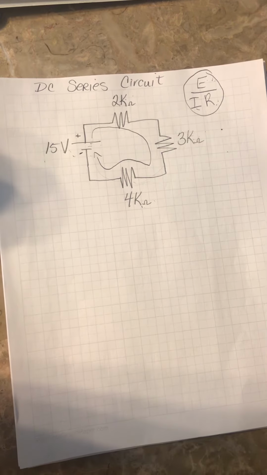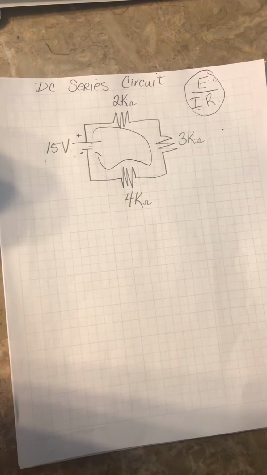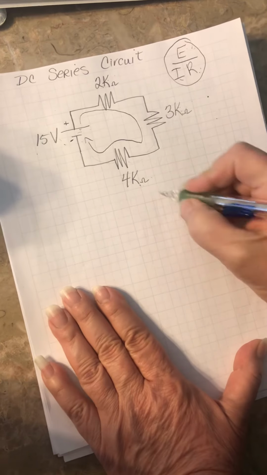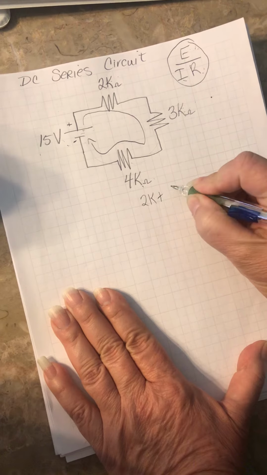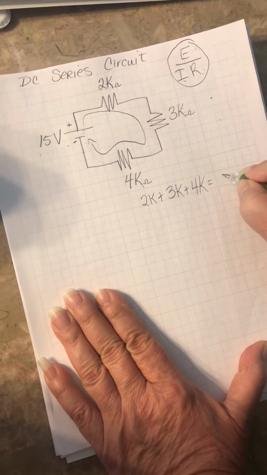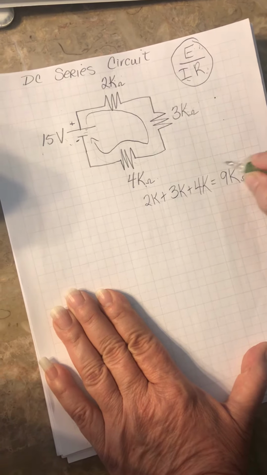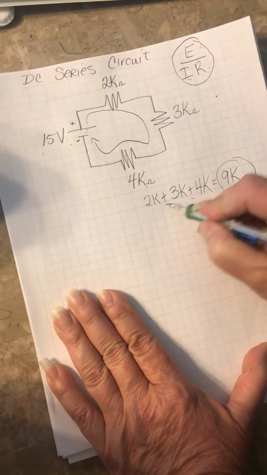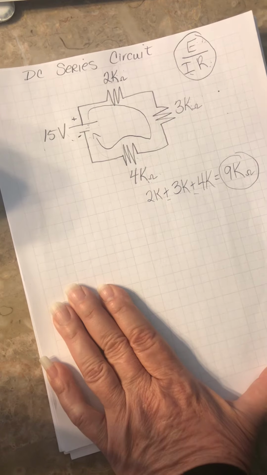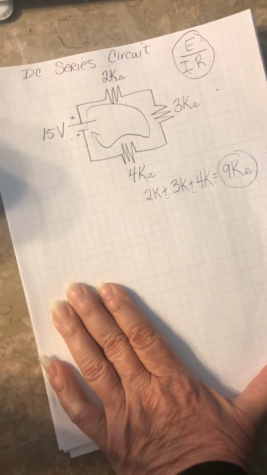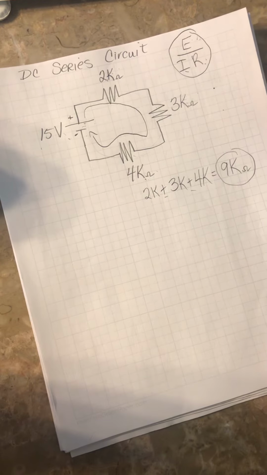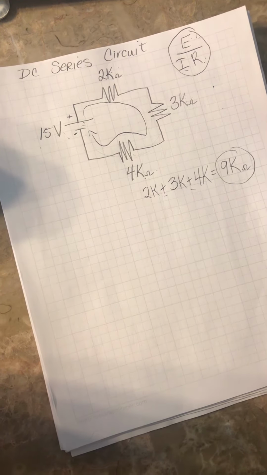To get R total in a series circuit, we simply add them up. So 2K plus 3K plus 4K is what? 9K, right? So to note that, we put 2K plus 3K plus 4K equals 9K ohms. When we add the plus signs, we know that they're in series. In the next video, we're going to do parallel, and when we combine those, we will use parallel lines to signify that those components are in parallel with each other.